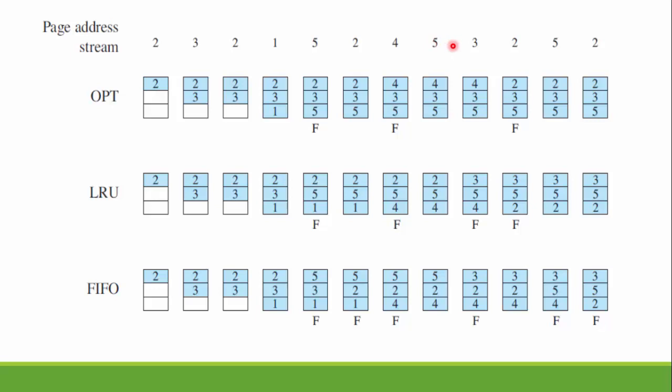Okay, now 5 is there, 3. So now we need to replace 3, as we recently fetched 4, and before that we fetched 2, and before that we got 5. So 5 is the oldest to be fetched. So it is replaced. And so we go on in this manner.